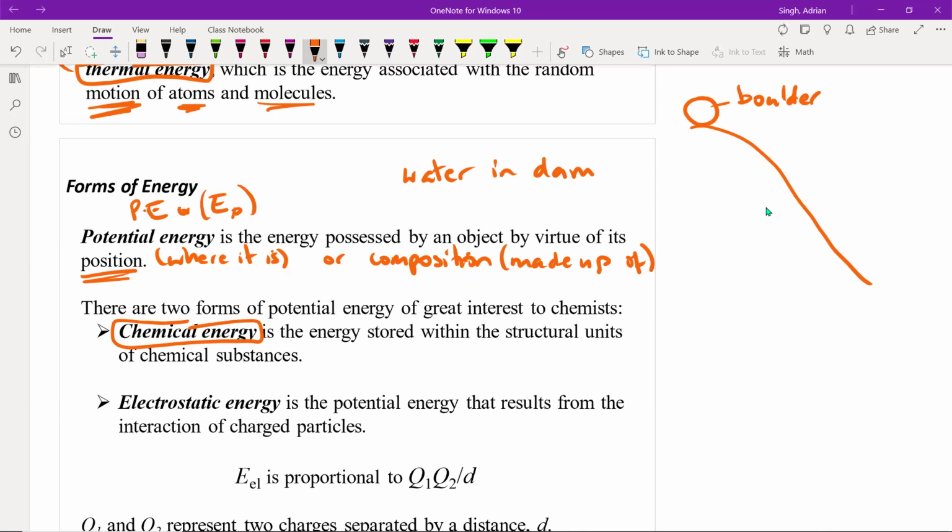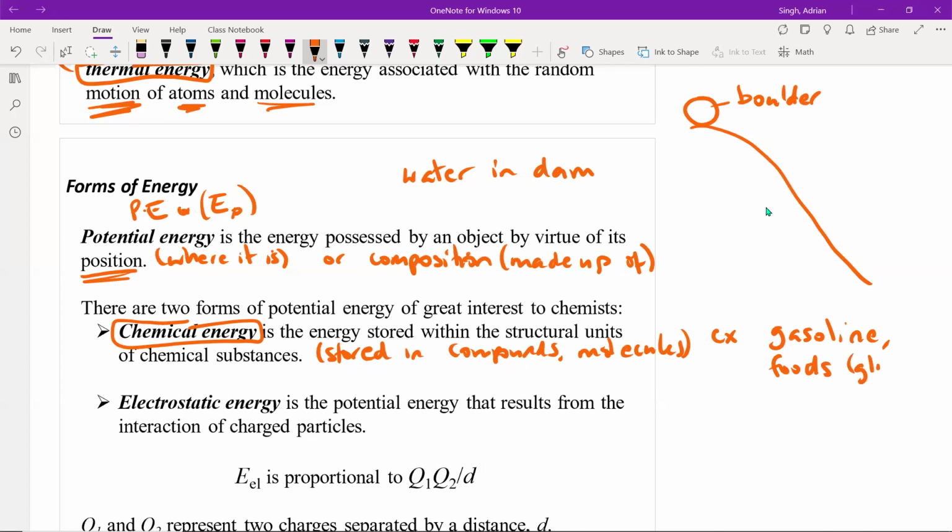So for example, energy that's stored in compounds and molecules. For instance, the energy within something like gasoline, or in other types of fuels. The energy that you find in foods, the fuel that we use, glucose, for example, which is a sugar. But pretty much any food that you eat contains energy in the form of chemical potential energy.